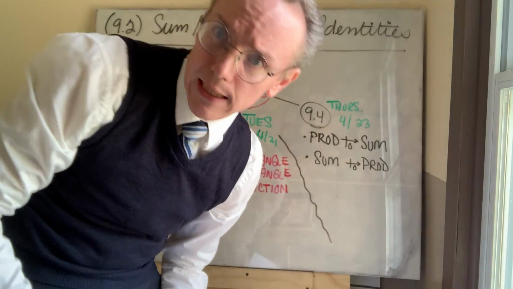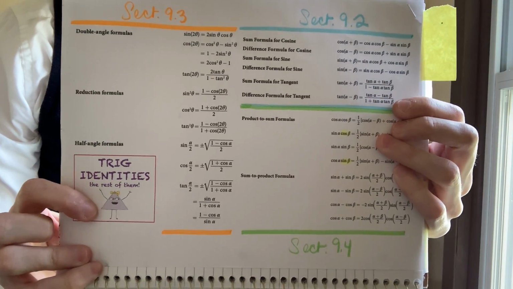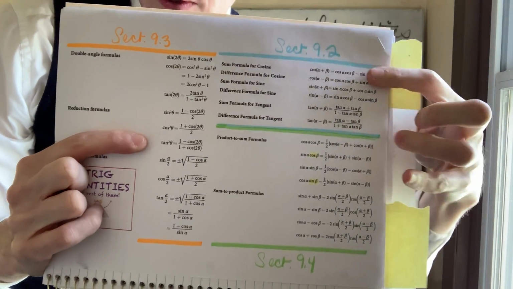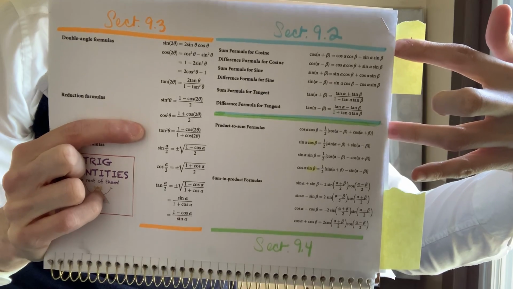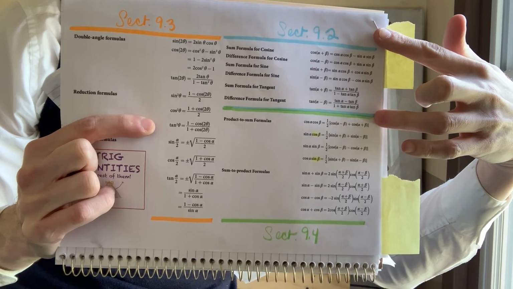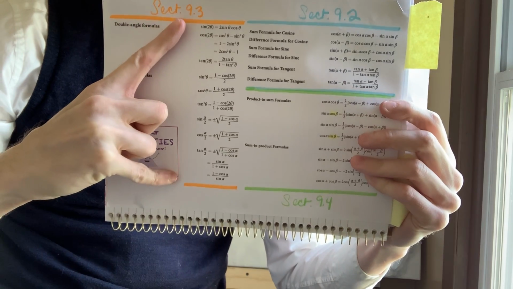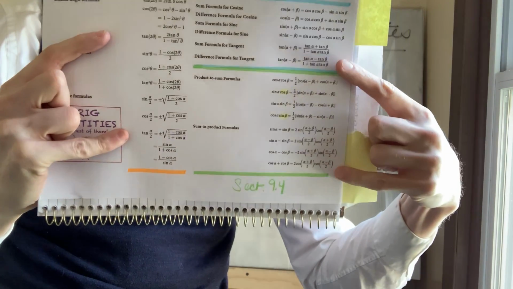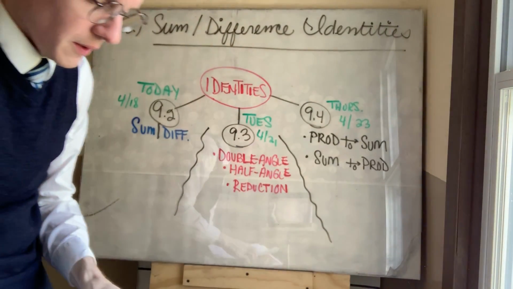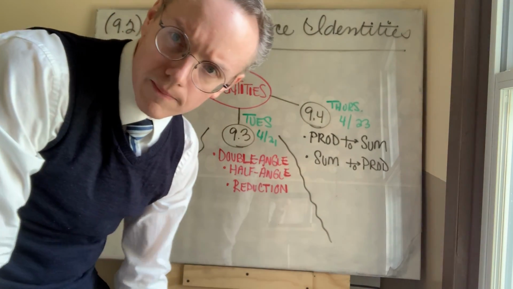If you are so inclined, maybe divide it up like so. There's a triangle lady here. Section 9.2 formulas are from here to here. If you have this printed out, maybe scribble a line to separate. This pertains to 9.2. The double angle, half angle, and reduction formulas pertain to section 9.3. And then Thursday of next week will be product to sum and sum to product. What I'm going to do now is walk you through maybe 1 or 2 problems, and that's it.